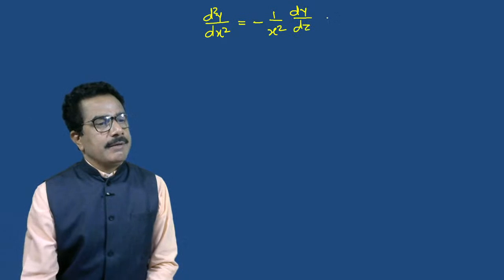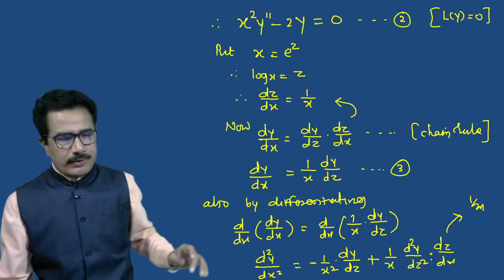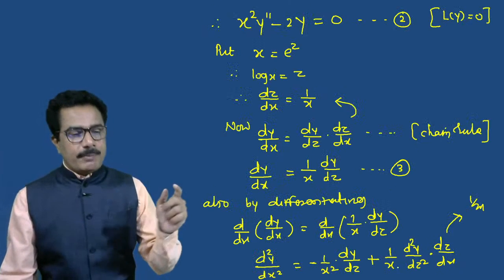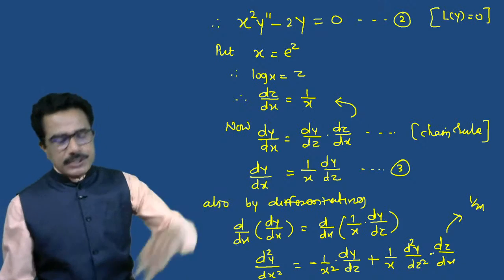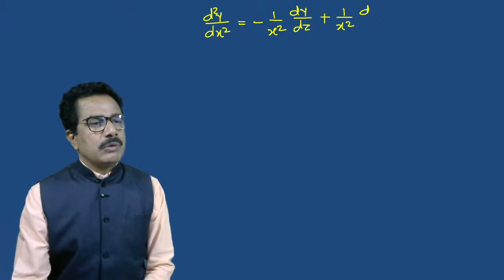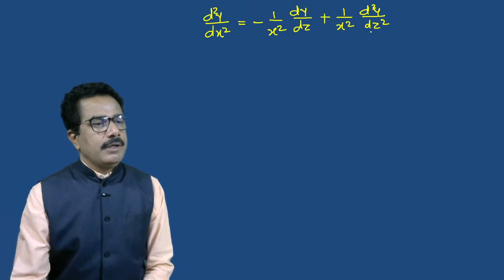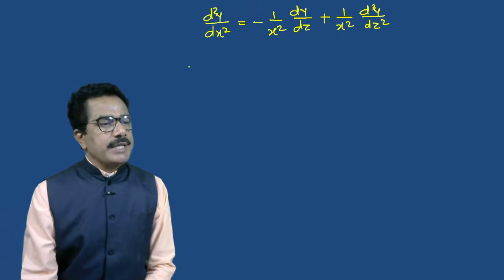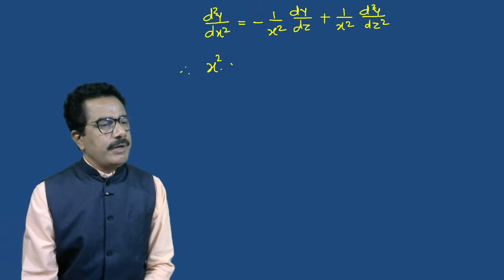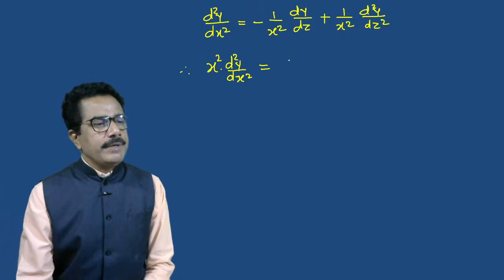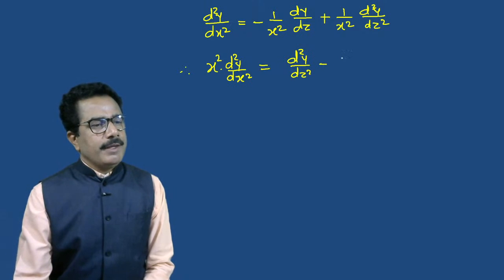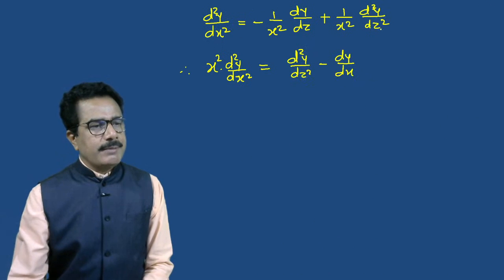So we get d2y by dx square which is equals to minus 1/x square dy by dz plus 1/x square. See this, how we get the 1/x square: dz by dx means 1/x, and this 1/x, 1/x into 1/x means 1/x square into d2y by dz square. So now transfer this x square on the left side, so we can write x square into d2y by dx square, which is equals to d2y by dz square minus dy by dz. So we can write this as equation number 4.